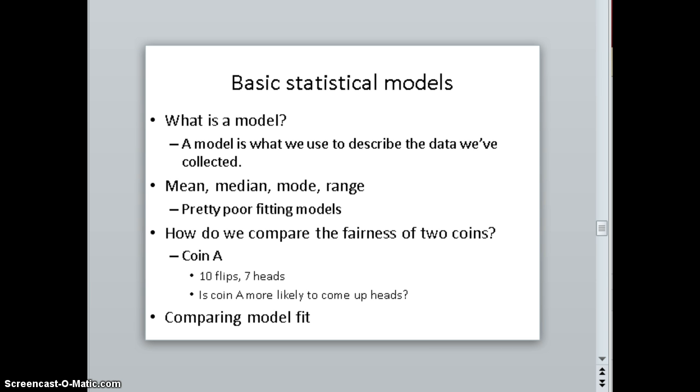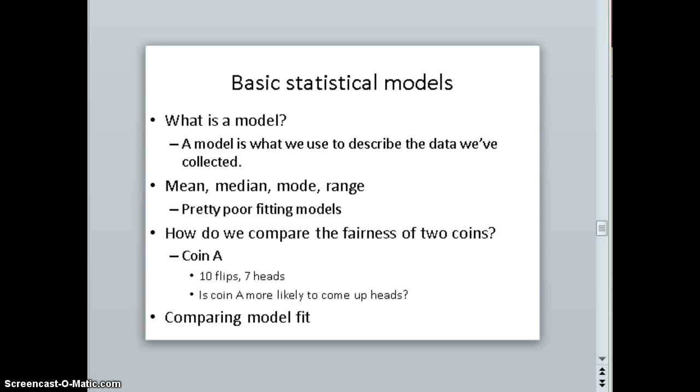So now we're going to move on to basic statistical models. Well, what is a model? A model is just what we use to describe the data we've collected. And you've used models before. The average, the mean, the median, the mode, the range. These are all models, although they're pretty poor fitting models, okay? And there's a little bit on model fit in your textbook. Oftentimes what we do in statistics is compare a poor fitting model like the mean with a model that we think predicts the data better than the mean.